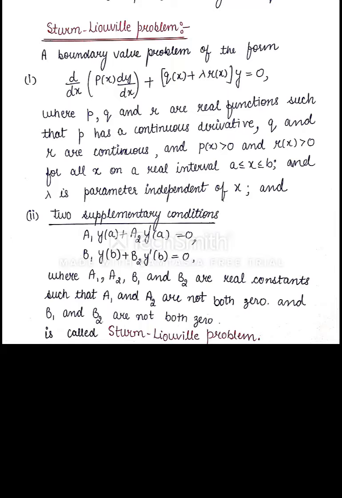The problem of solving this second order differential equation together with these kinds of supplementary conditions, a1 y at a plus a2 y dash at a is equal to 0, b1 y at b plus b2 y dash at b is equal to 0.